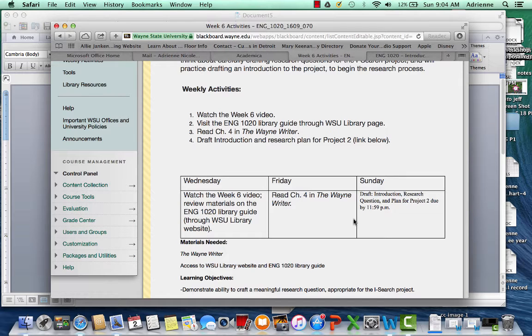Hi, this week I'm just going to talk to you for a few minutes about how to get started working on your Isearch paper. We'll look at the heuristic for figuring out whether your research question is a good research question to be asking. That is, whether it will work for this assignment. I'll show you some highlights from the English 1020 Library Guide on the WSU Library page, and I'll show you how to start drafting your introduction and research plan for the project that's due at the end of the week.